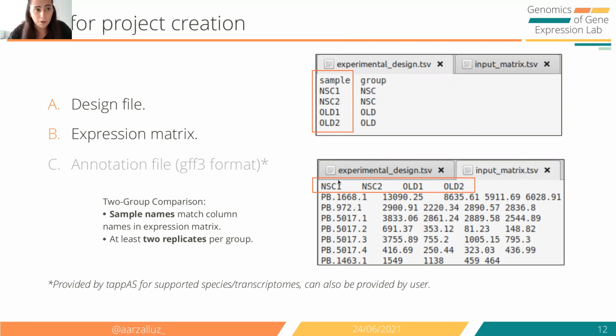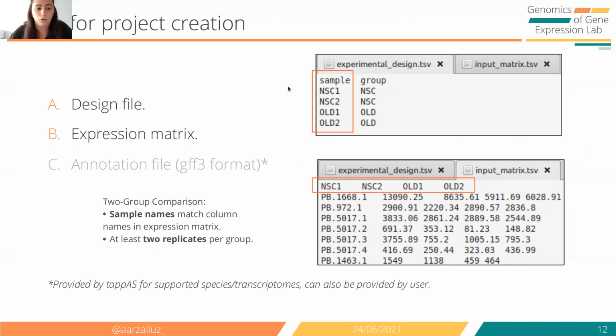It's very important to remember that isoform IDs do not require that a column name is provided. Only the sample names are accepted. And TappAS will make sure to make these the row names to your matrix internally.